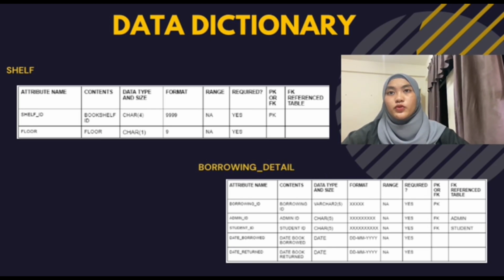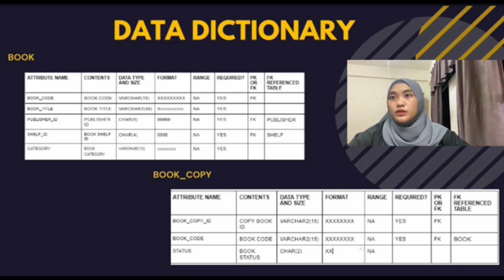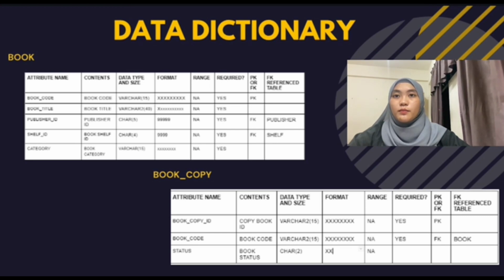Next table is the borrowing detail table, whose attributes are borrowing ID, admin ID that is required from the admin table, student ID from the student table, date borrowed, and also date returned. Next table is the book table. The attributes are book code, book title, publisher ID, shelf ID, and category. Publisher ID and shelf ID are required from the publisher table and shelf table, and book code is the primary key.